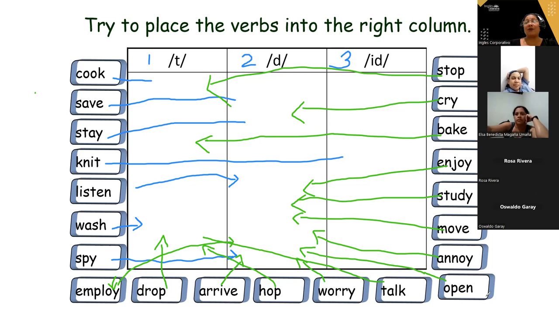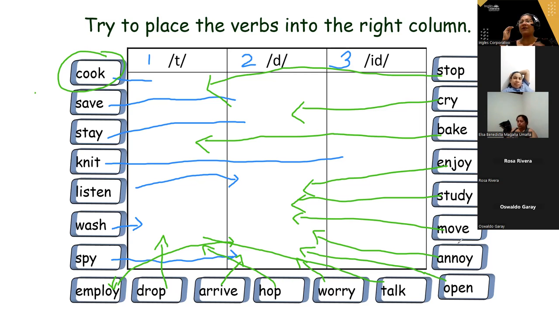Algunos no permiten alargarlo. Por ejemplo, si yo quiero alargar el último sonido de cook, no puedo porque voy a decir cook. Porque es un sonido cortado. Stop. Pero hay otros que sí se mantienen. Por ejemplo, employ, arrive. Esos se mantienen y es para que ustedes puedan identificar si vibra. Y los que no vibran, que normalmente son esos sonidos cortos.